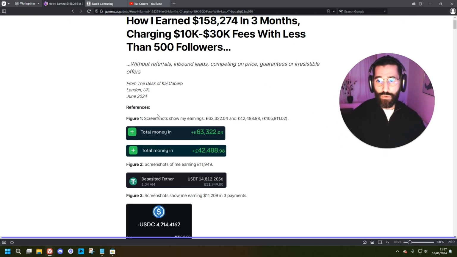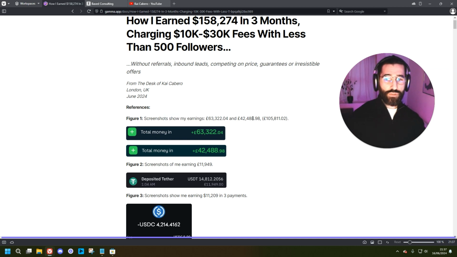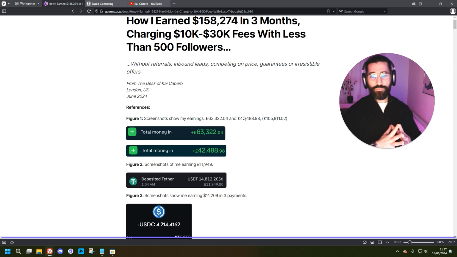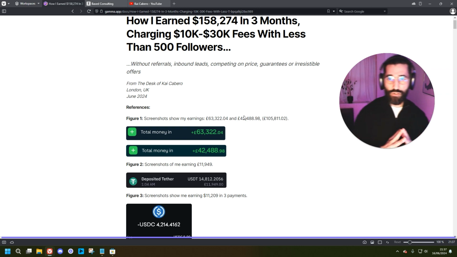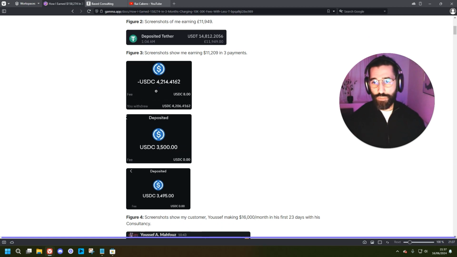References are available here. This figure just shows my earnings: £63,322 and £42,488 for a combined total of 105K, which is just over about $120K. And the screenshots here show me earning 11,949. This is all for consultancy services. These are also commission-based revenues that I generated throughout my consultancy career in the 3 months that I was just completely ramming it. Some more deposits here as well.